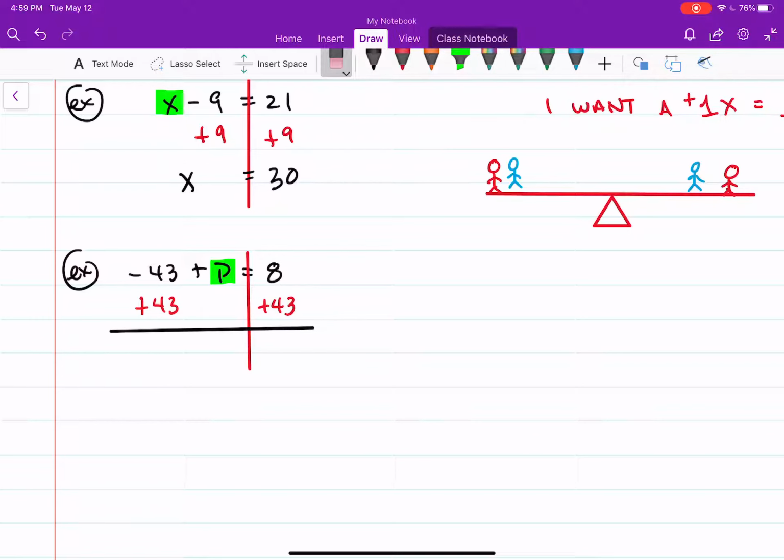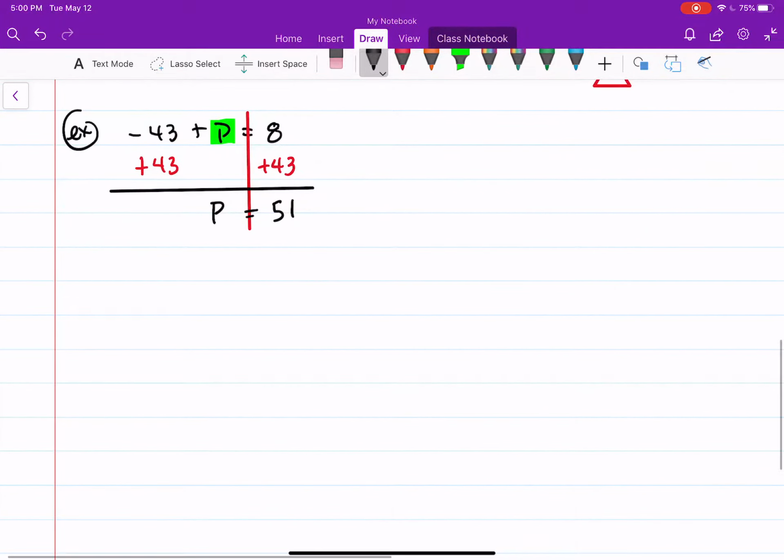Now it makes me want to do the same thing again over here because I don't like it messy. Okay, so on the left side, negative 43, positive 43 goes away. I'm left with p equal to 8 plus 43 is 51.